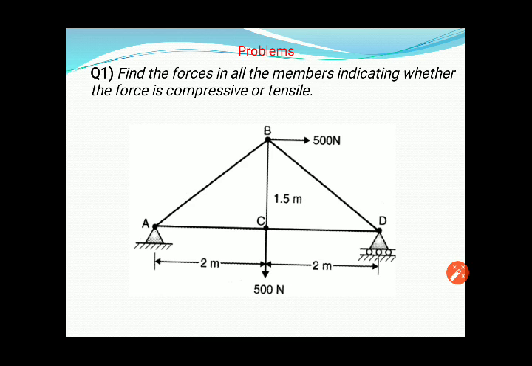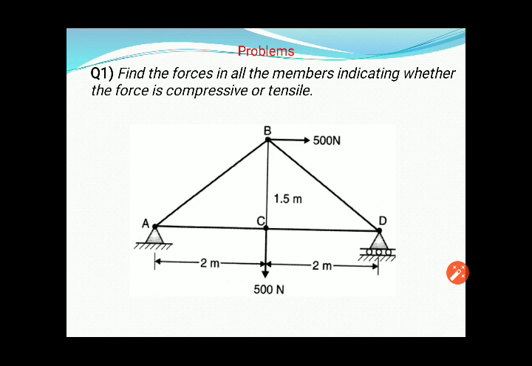So you can see over here a figure is given to you, which has two supports, support A, that is hinge support, and support D, that is roller support. And two external forces are acting: at B, one horizontal force of 500 Newton, and at C, a vertical force of 500 Newton. So first step is what?